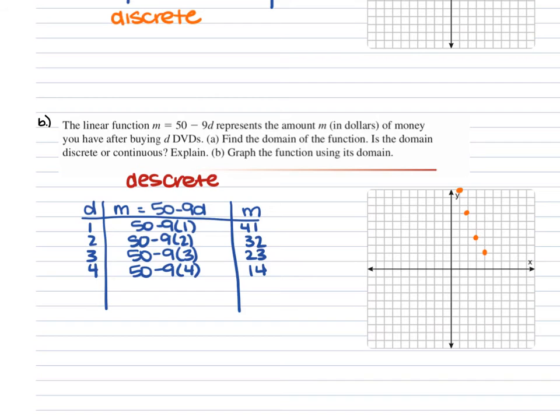So again, it's not continuous, so we don't put that line through those points. And again, these ordered pairs on this coordinate plane are just an estimate of where the points should be or the direction in which they are running.